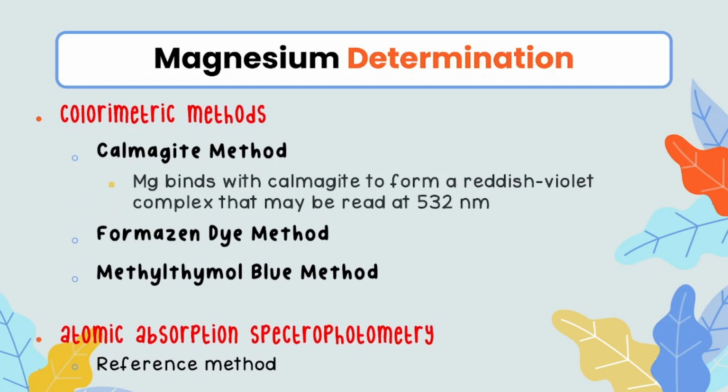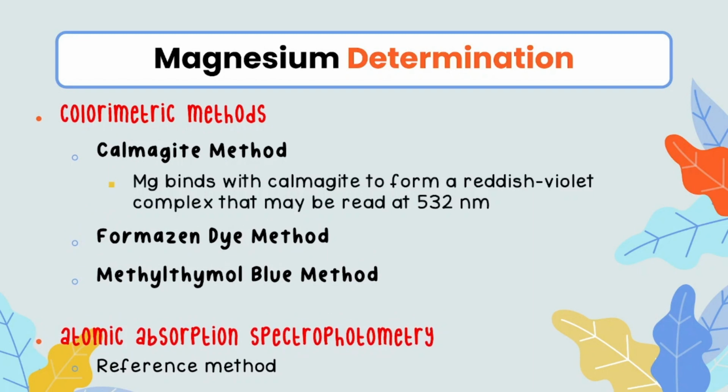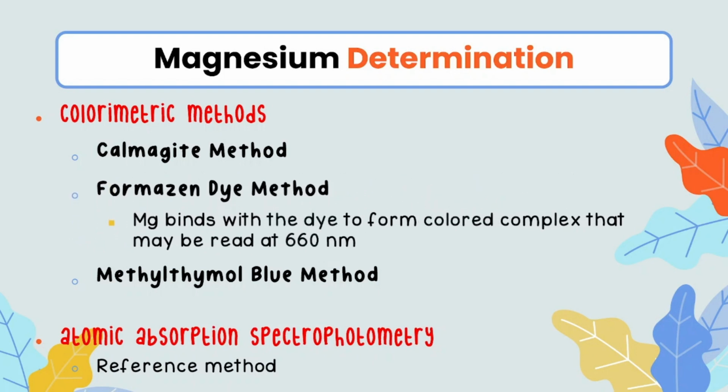So, starting with your Calmagite, as you can see, magnesium will bind with your Calmagite to form a reddish-violet complex that will be read at 532 nanometers. While for your Formazan dye, magnesium will bind with the Formazan dye and will form a colored complex. Although it was not mentioned as to what color it will produce, basta it is read at 660 nm.